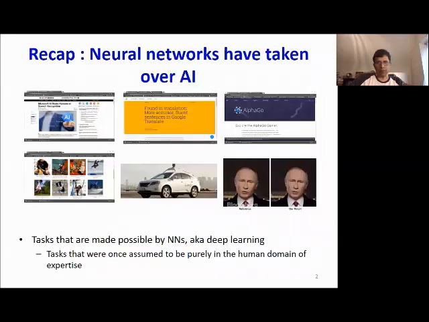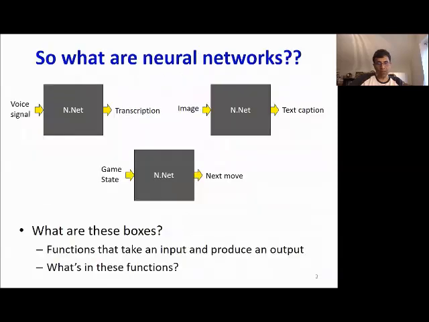A quick recap, as we saw in the last class, a great many AI tasks that were previously considered to be solely in the domain of human expertise have now been successfully taken over by artificial neural networks. These tasks include voice recognition, machine translation, even tasks like captioning images or playing intelligence games like AlphaGo, or analyzing video, and even mimicry. So what are these amazing neural networks that perform all of these tasks?